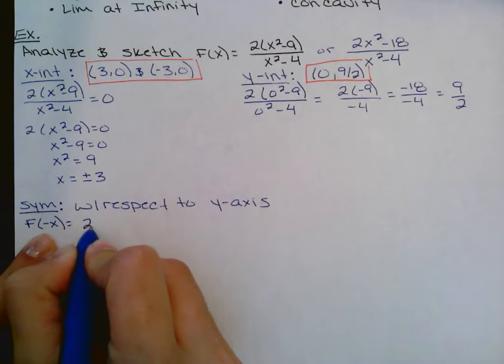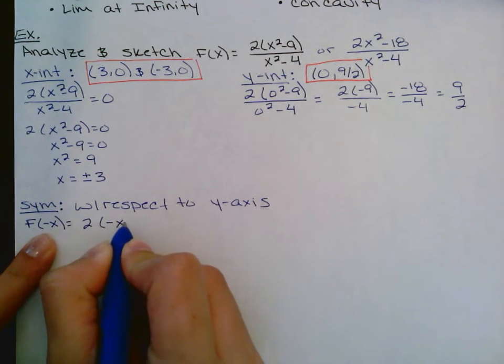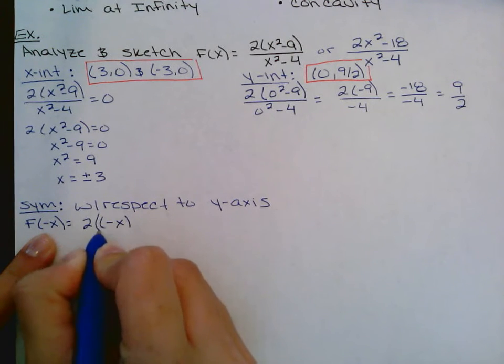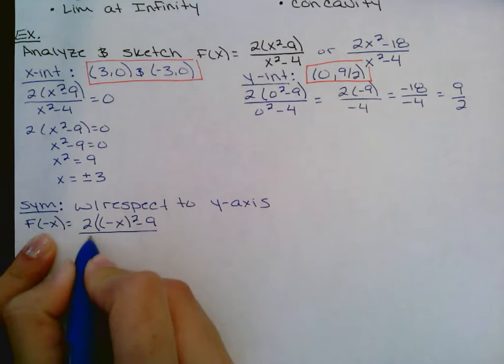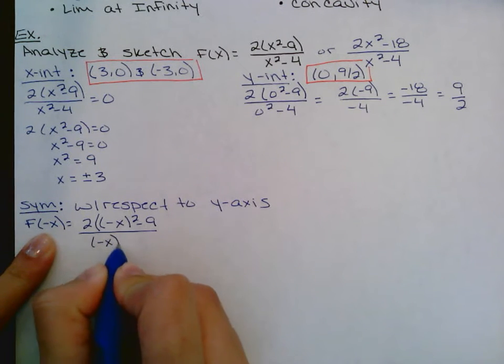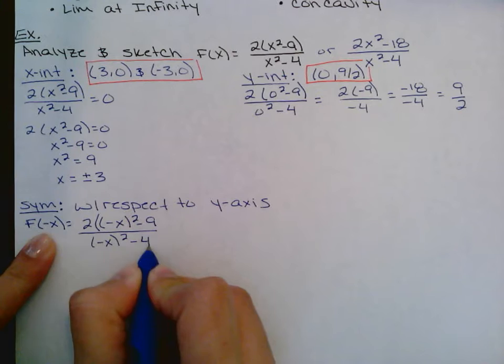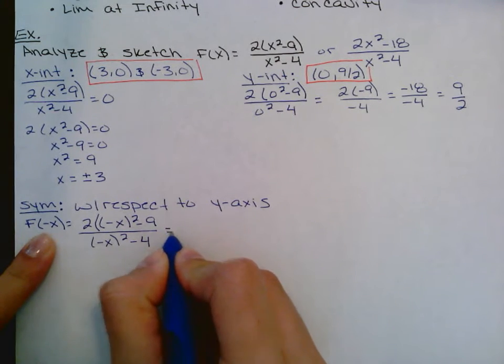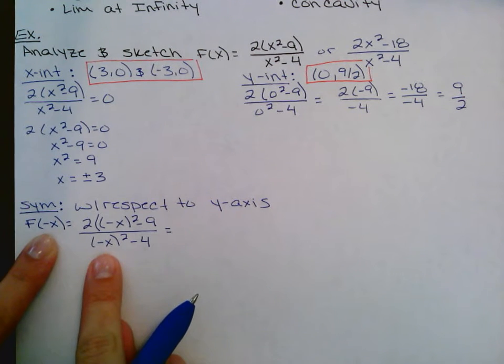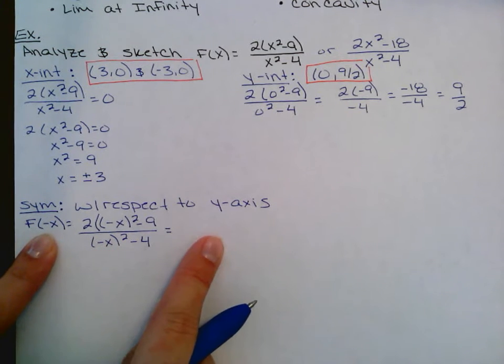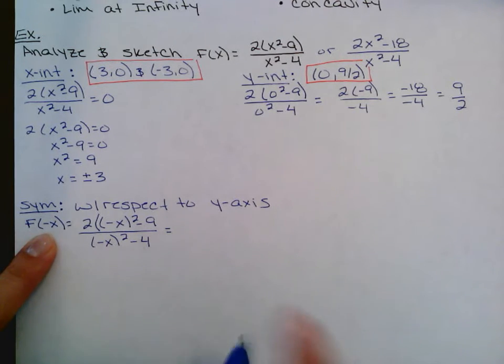So it would say 2 times negative x squared minus 9 over negative x squared minus 4. Okay? And symmetry says that if you plug in a negative x into the function and it comes out identical to what it was, then the negative x values and the positive x values will have identical y's. So it will be symmetric with respect to y.